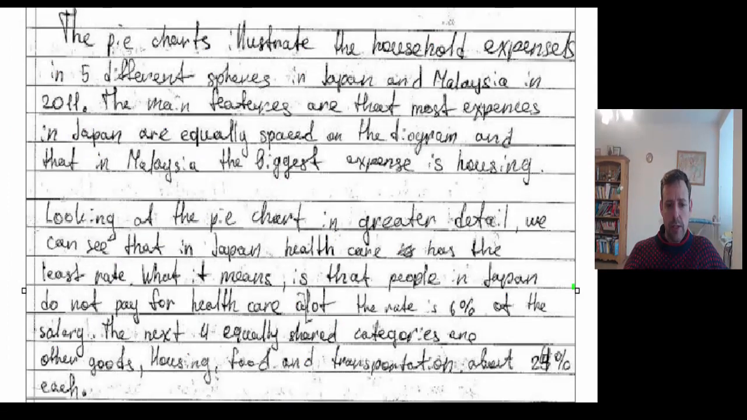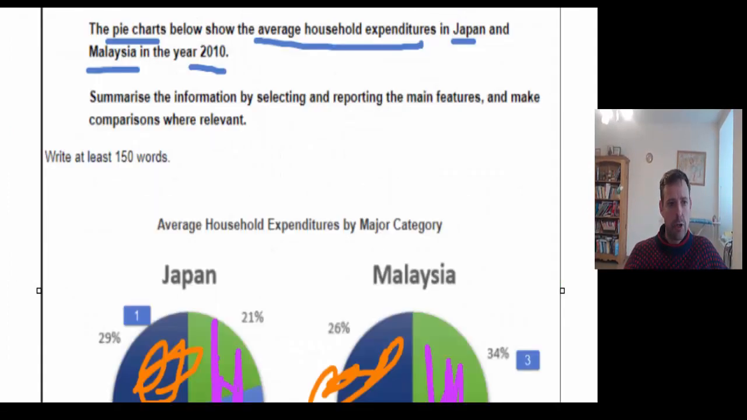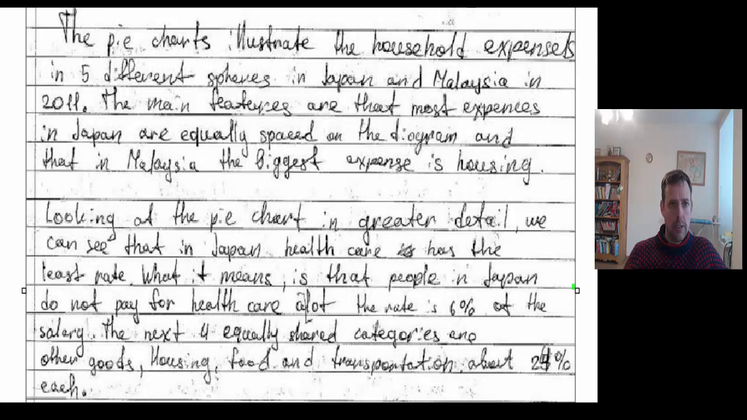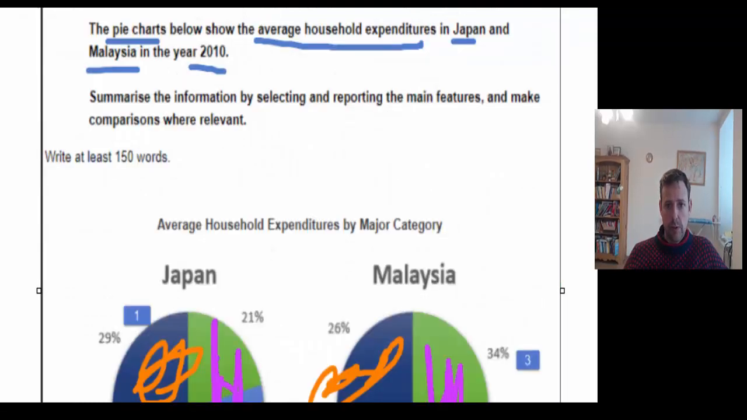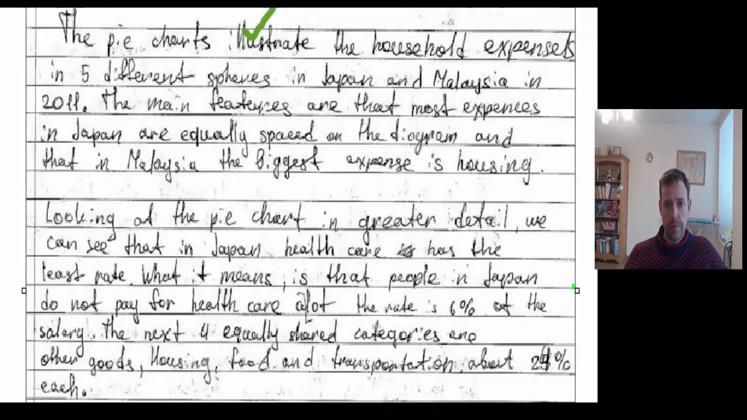So the pie charts illustrate, that's quite good. What does it say? The pie charts show. Okay, so that's well paraphrased. I'll give it a little tick. Illustrate is less common. Household expenses. What was the language in the task? Expenditures. Yep. So that's showing good knowledge of language there.